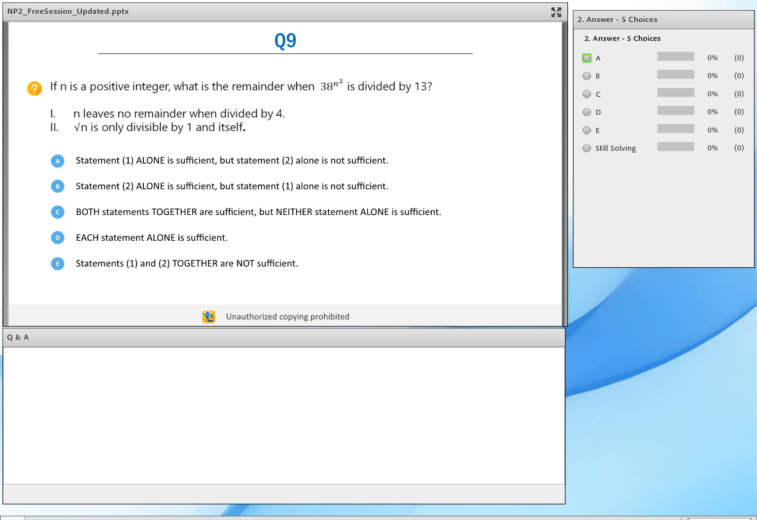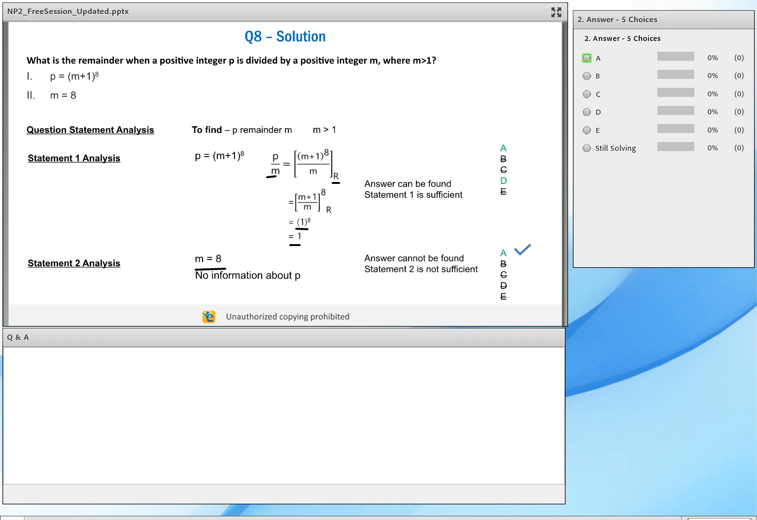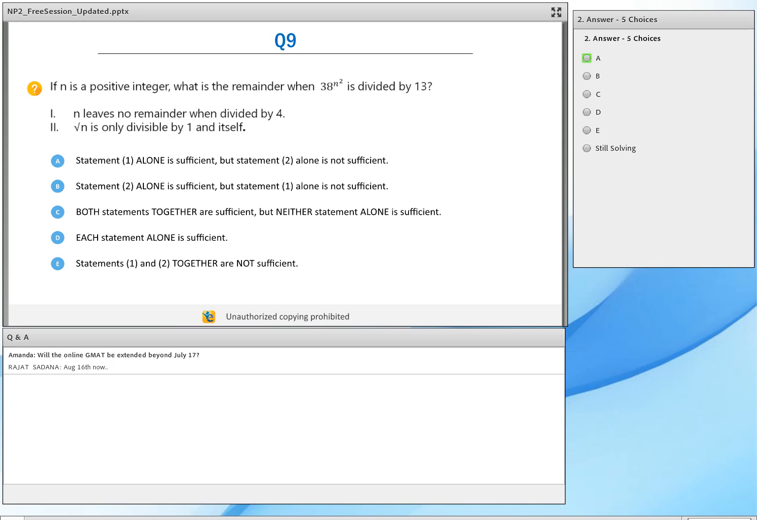So still solving before question number 9. 80 people saying still solving before we go there. Three, two, and 1. Let me end the poll, or rather remove broadcast results. Here is question number 9. Take a stab at it, guys.